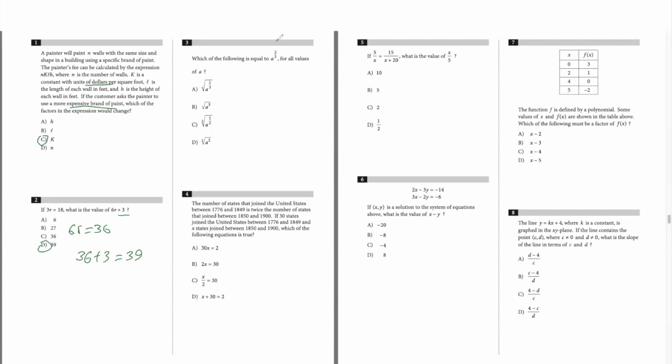Which of the following is equal to a raised to 2 over 3? For all values of a, we know the formula: a raised to n over m is equal to the m-th root of a raised to n. So automatically, it is the third root of a squared.